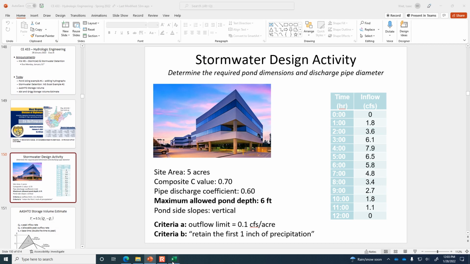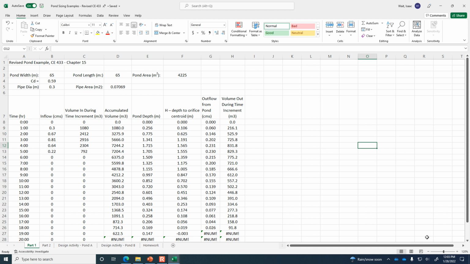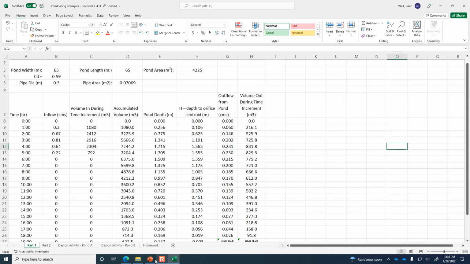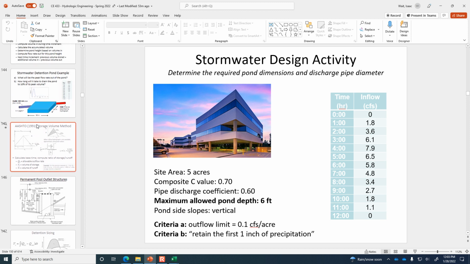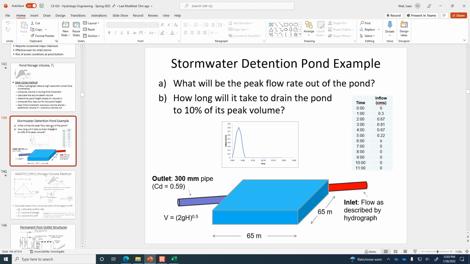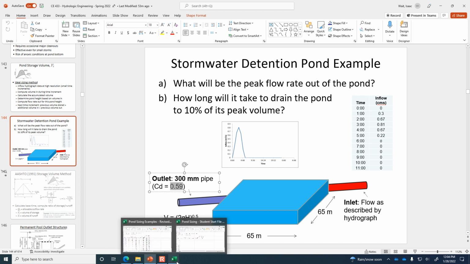All right, so let's pick up where we left off last time. This is the example that we had worked, just to refresh your memory, where we had a known inflow hydrograph. We had a pond that's 65 meters wide, 65 meters long, and a 300 millimeter diameter pipe with a known discharge coefficient of 0.59. We basically wanted to find out, if the pond has these dimensions, 65 by 65 with this pipe, what would the peak outflow be? And then how long would it take to drain it to 10% of the peak?